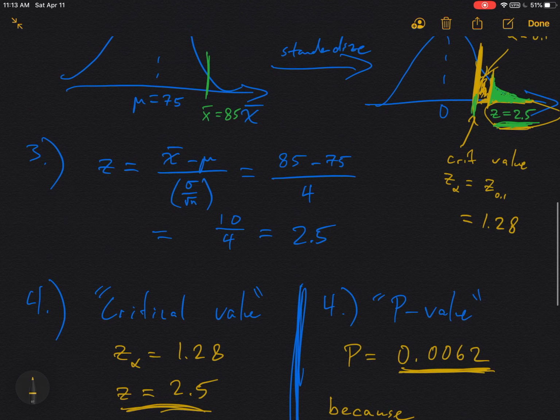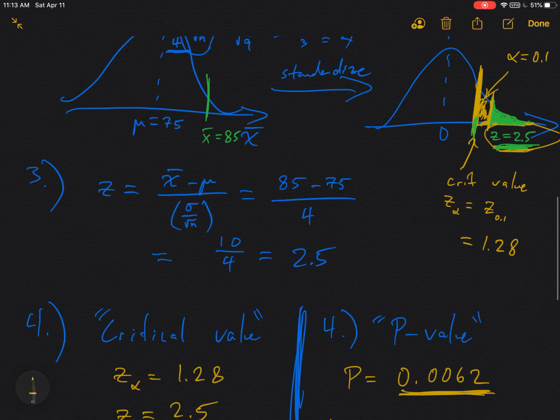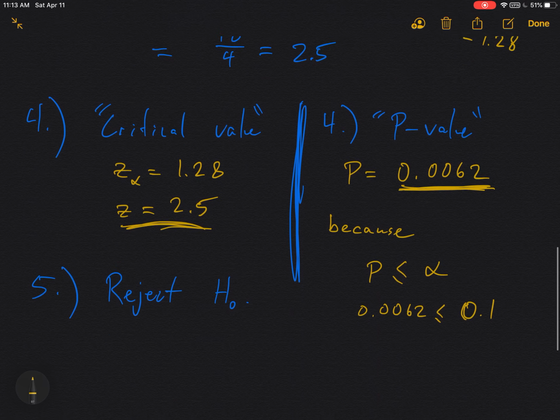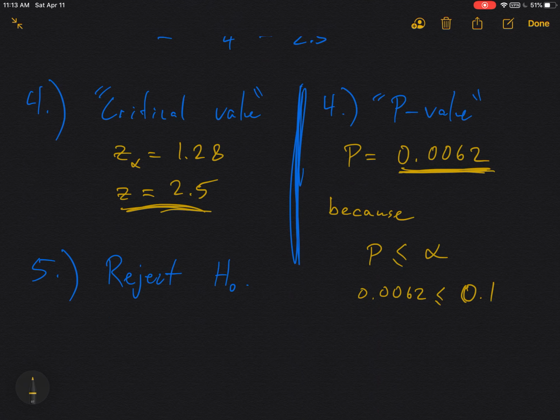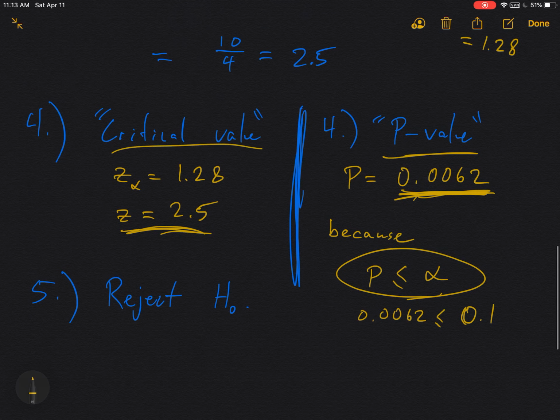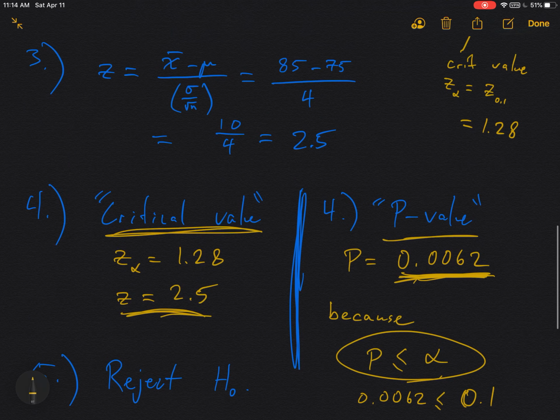sorry, I should say, well, this is fine. I'll say 0.1. Because this area is so much smaller than alpha, or really just smaller than alpha at all, we would reject the null hypothesis in this case. So in the p-value method, you're comparing these areas, and we find that the p-value that we got was smaller than alpha, therefore we reject the null hypothesis.